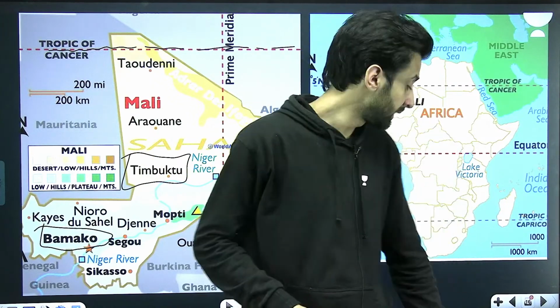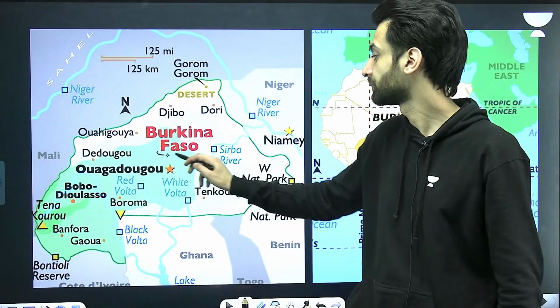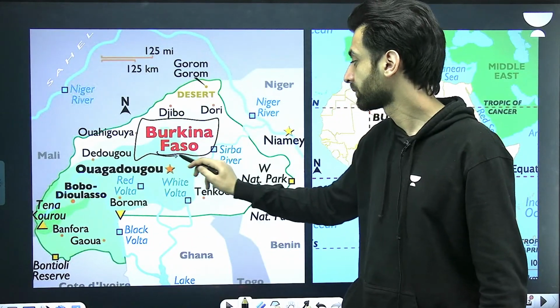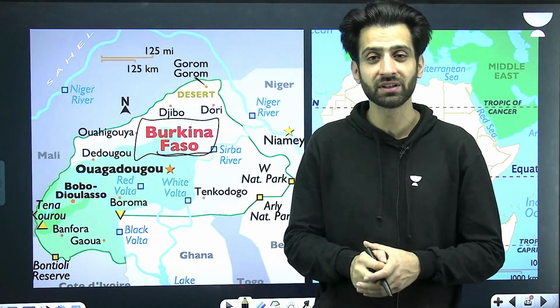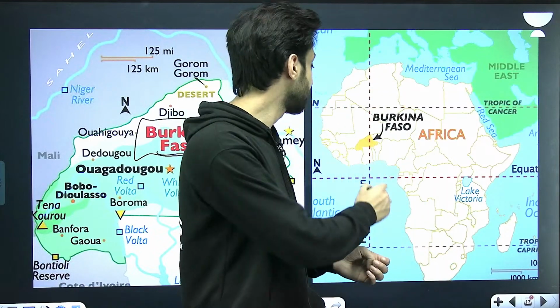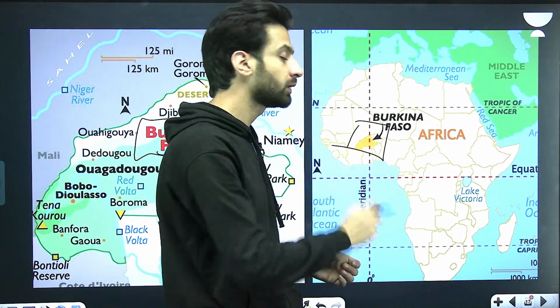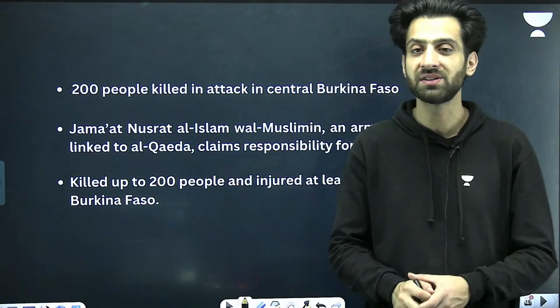And then we move to the next part of Africa, that is Burkina Faso. Why do we want to study it? Is there something interesting about it? Yes, there is, because it was in the news. Just look at this map where it's located. This is the location of the country, because there was a very deadly terror attack this year.